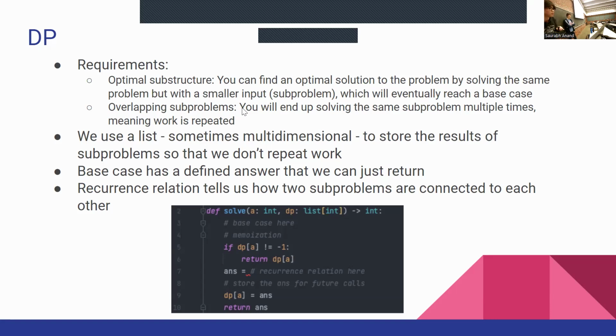And then overlapping subproblems means that we'll end up solving the same subproblem, the same function with the same inputs, same parameters, multiple times. So if we just do it again, we'd be repeating the work. So we need a technique that saves the work from that subproblem call, so that when we call it again, we already have the result memorized. And we'll go into that.